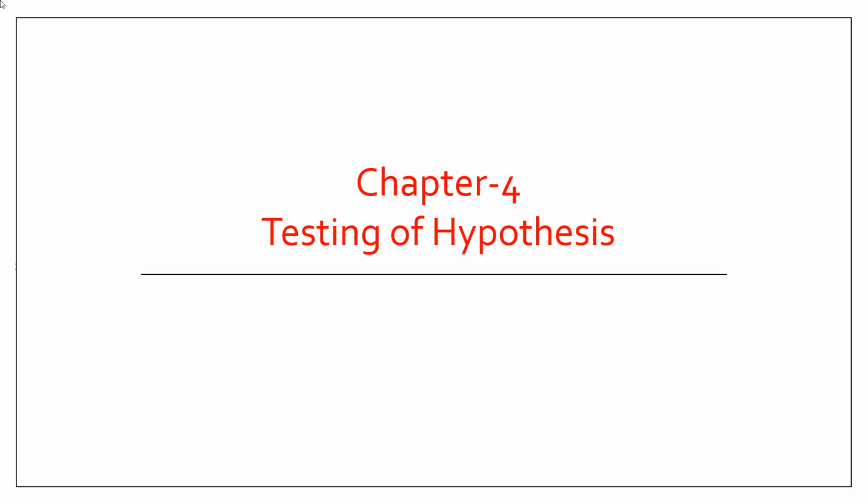We are now starting with the next part of chapter 4, which is the testing of hypothesis. This is a very important part of statistical inference. So we will go as slow as possible for testing of hypothesis because you have to understand and remember a few things to formulate the hypothesis and how to do the test on the hypothesis and so on.